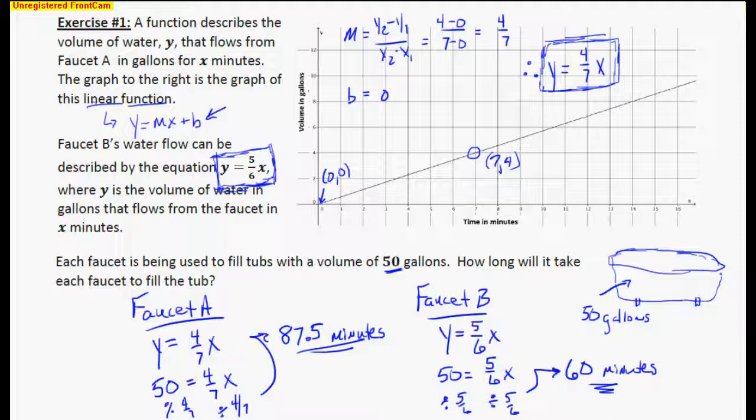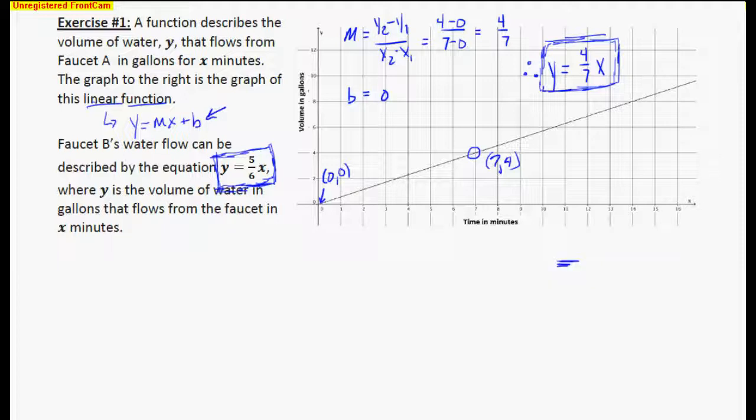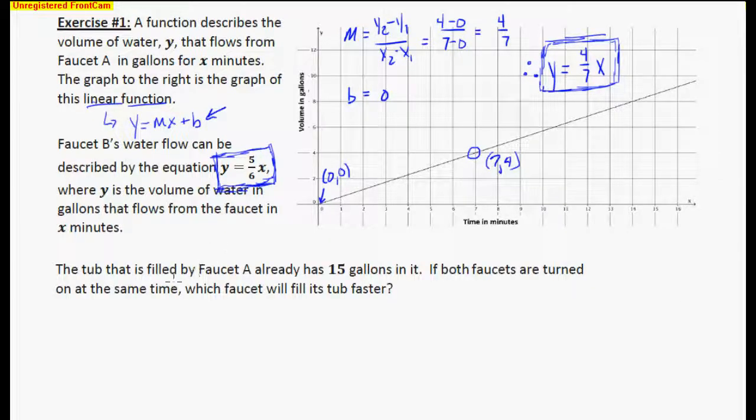All right, so let me turn this one off, and let me turn this next one on here. Now it says the tub that is filled by faucet A already has 15 gallons in it. Here's where we're going to change this equation up here. Now, before, when I made this equation for faucet A, it had 0 gallons in it to start. That's why my y-intercept over here was 0, 0. But now we're changing things.